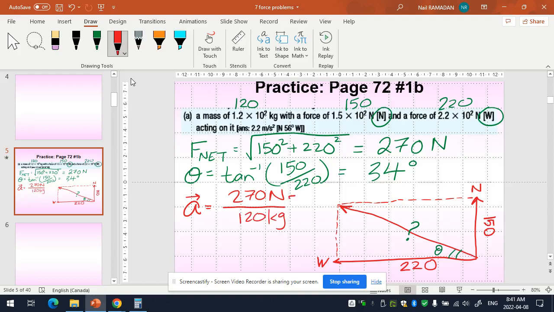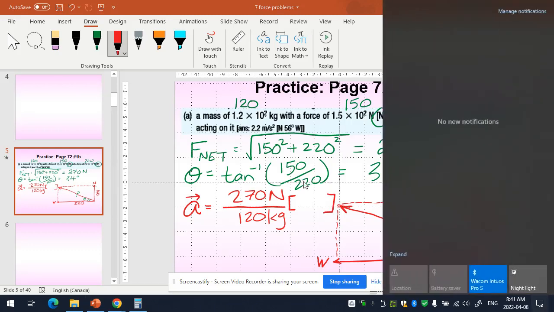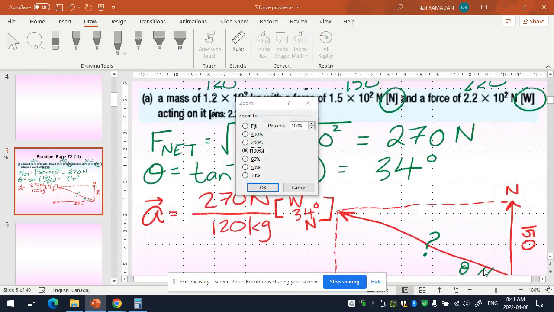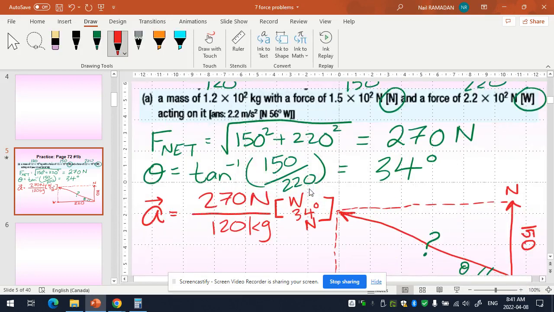What am I missing still from here? The degrees or the direction? If my direction is going to be a horizontal angle, it's always going to be horizontal first, vertical second. So it's going to be west, north. West, 34 degrees north. I'm going to zoom in so you can see. There we go.